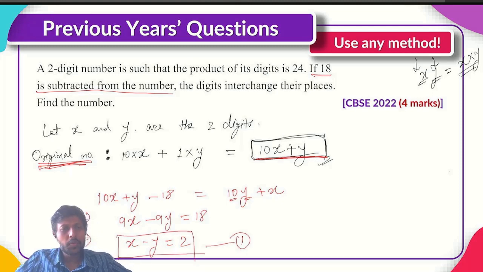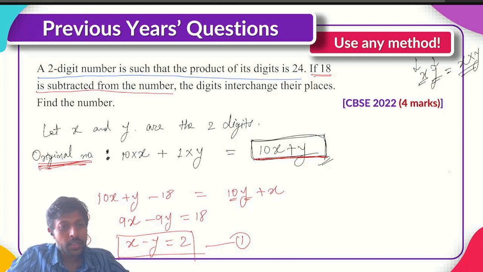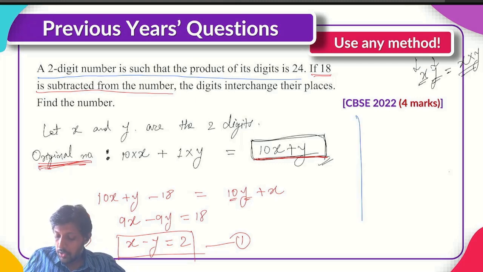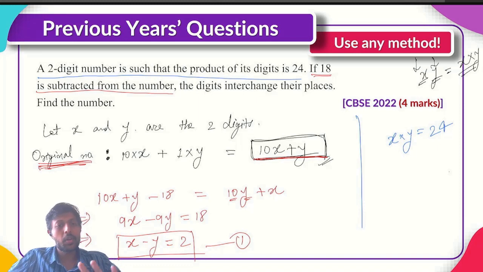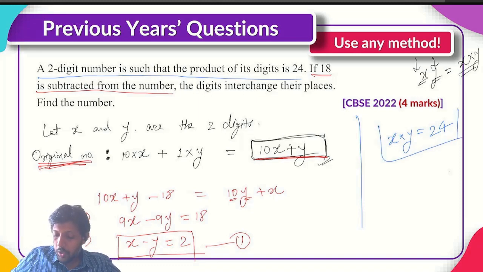So this is one of the equations, and the other equation is obtained from the first statement, this one. A 2-digit number is such that the product of its digits is 24. So product of its digits, remember, so x into y is 24. This is given to us. We have two equations, two unknowns. We can solve for x and y.